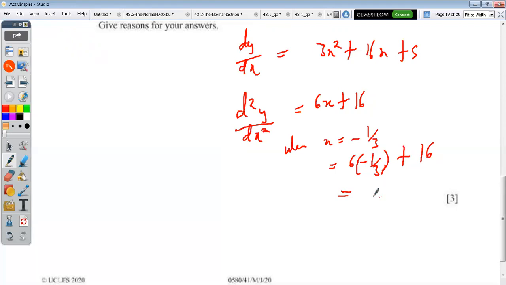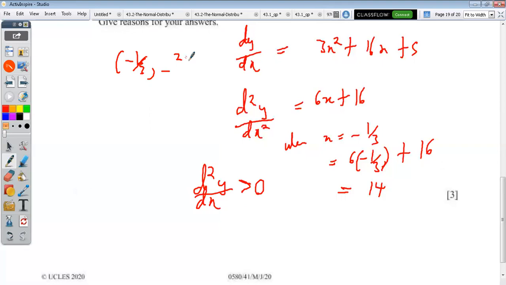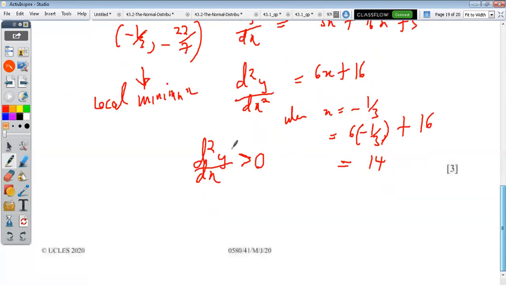Okay, final answer 14. Simply 16 times minus a third is minus 2, so 14. So it means d squared y over dx squared, the second derivative, is greater than 0. So this point here that we're talking about, which is minus a third, with y equal to negative 22 over 27, if it's greater than 0, it's a local minimum. Now let's calculate the other one, when it's negative 5. So let's use negative 5.